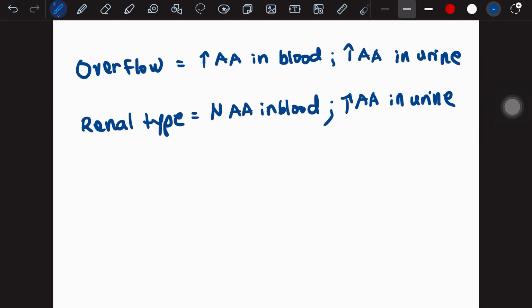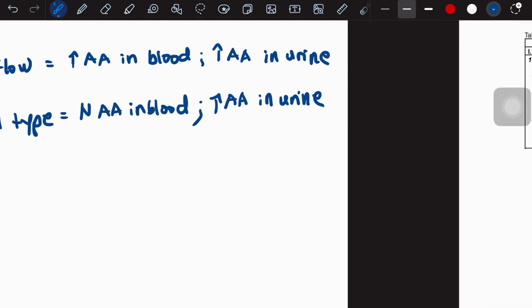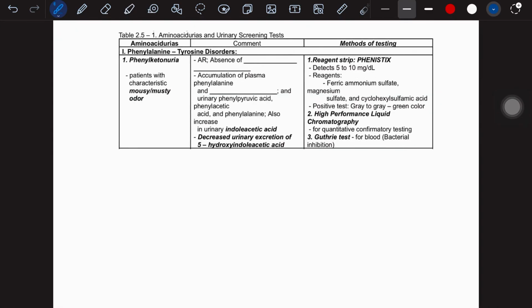In your table in Strasinger, there are examples and classifications presented in tabular form. Here, let us proceed with the aminoacidurias. First, let's talk about the phenylalanine-tyrosine disorders. What we will discuss for today are phenylketonuria, alkaptonuria, tyrosyluria, and melanuria.